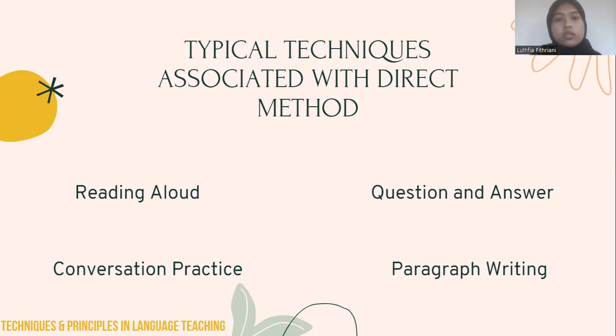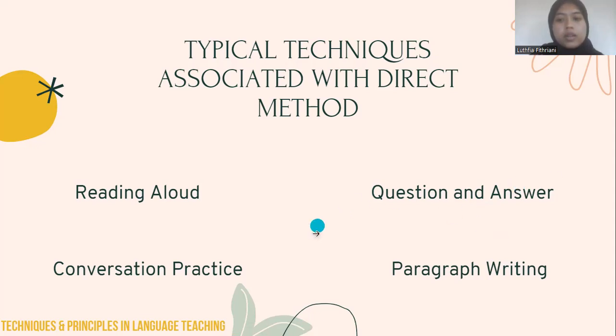Contextualization means that we have to relate the materials to a meaningful context. So the teacher has to try to relate the topic to the students' real life.